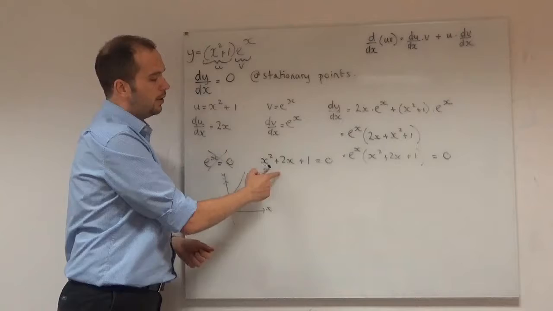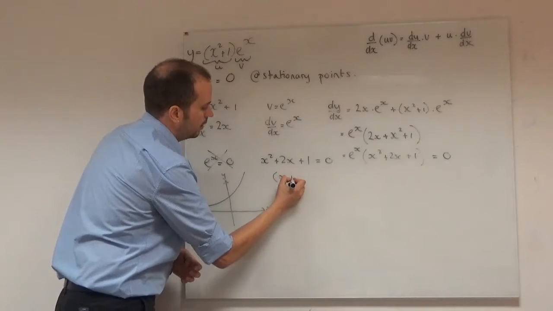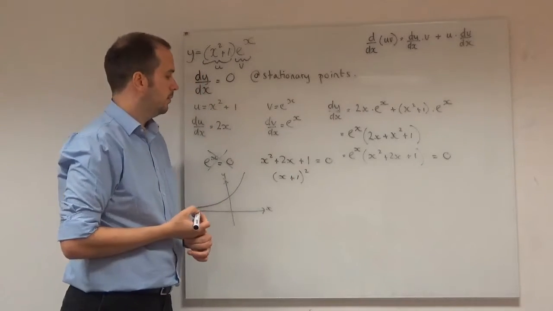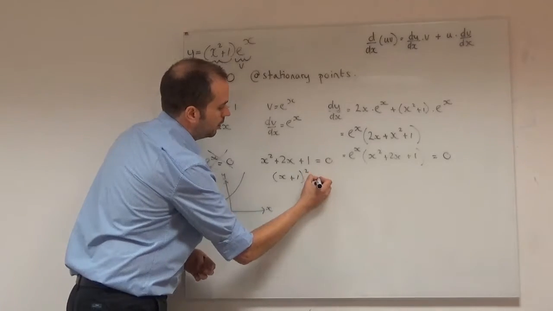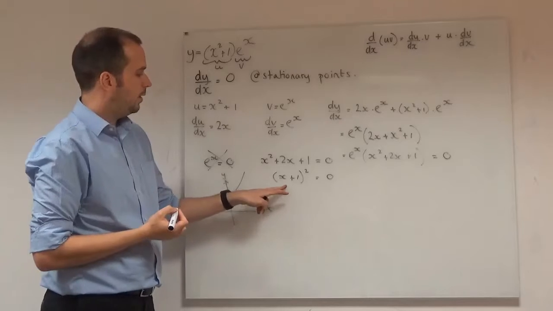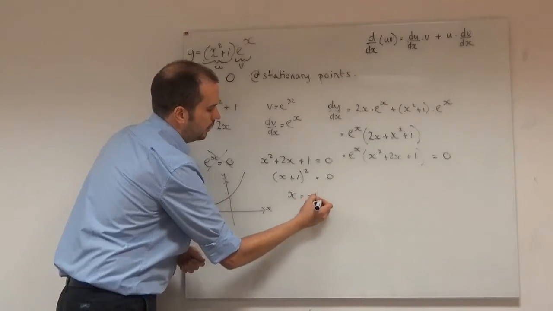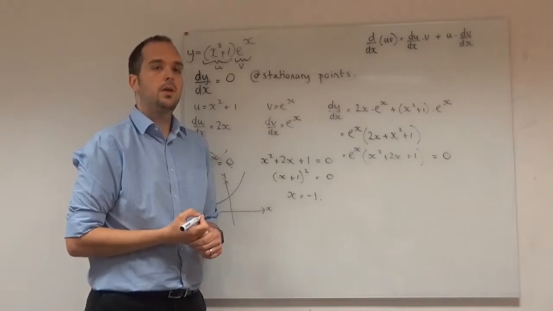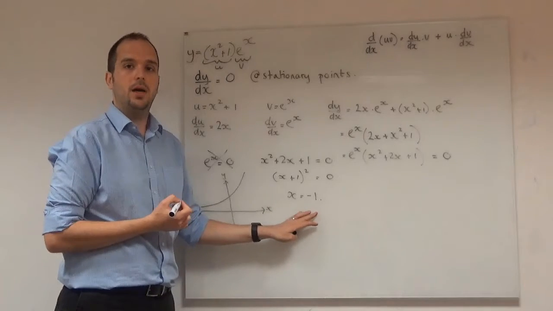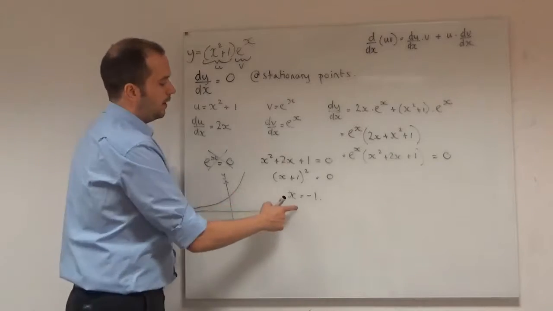You should notice that x squared plus 2x plus 1 can be rewritten as x plus 1 squared. So we actually have x plus 1 squared equal to 0. And we can see that the solution to this is going to be x is equal to minus 1. So the stationary point of this solution is at x equal to minus 1. But we need to find the y coordinate. So we have x is minus 1.